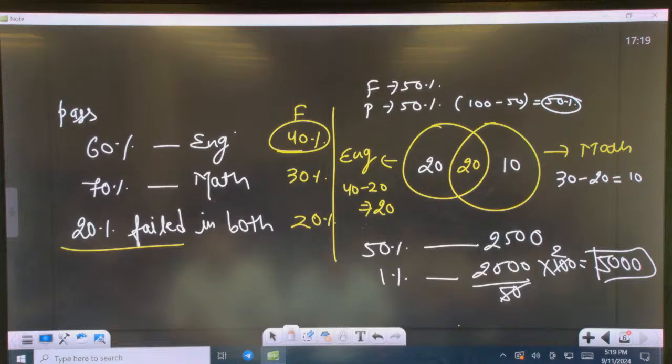He has said that in the question, 2500. No, you have not mentioned it. See here, 2500 candidates passed in both the subjects. So we have that 50% failed, but out of that 100%, 50% were failed. So 100 minus 50, 50% were passed. So the value of 50% is 2500, the value of 1%, then we find out the value of 100%. Any problem?